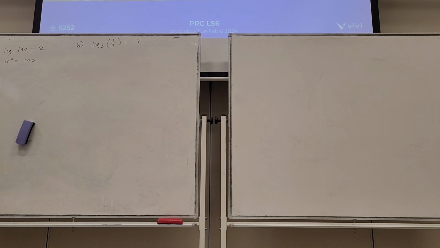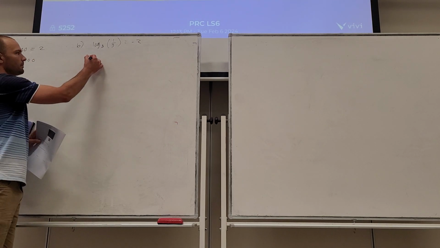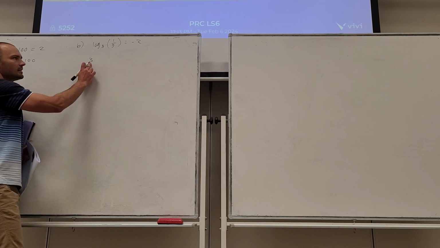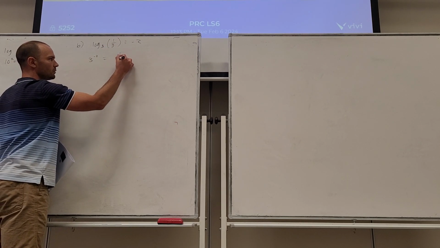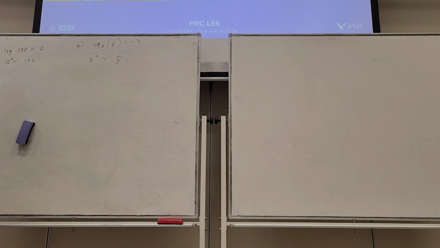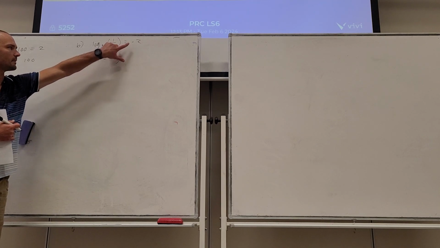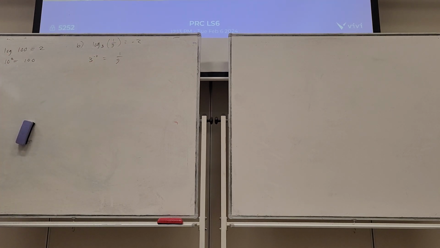Alright, so following the same logic, here the base was 10, so we put the base there. Here the base is 3, so we put the base there. 3 to the power of minus 2 is equal to 1 on 9. So just moving from a logarithmic statement to an exponential statement, starting to recognise the relationship there. Okay, so that was question 1.